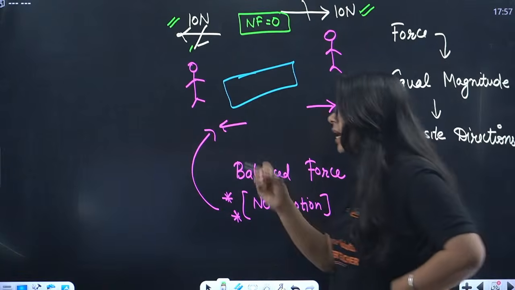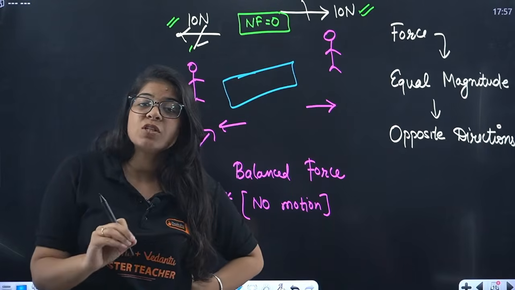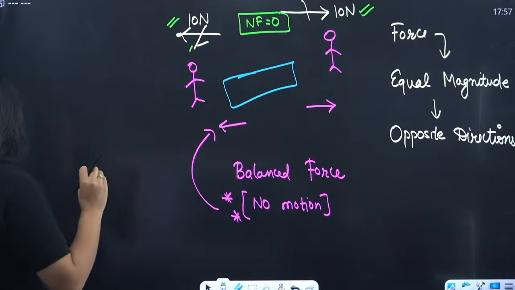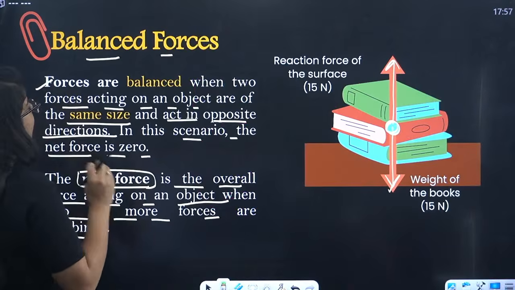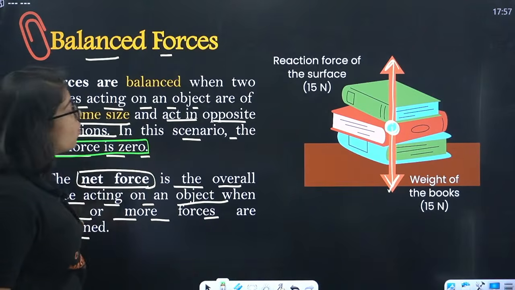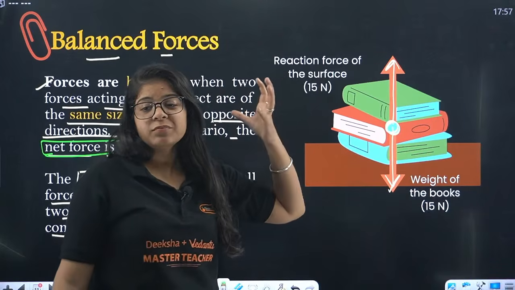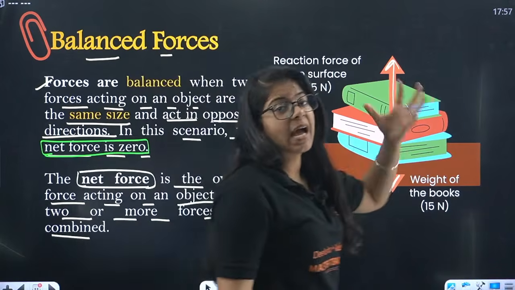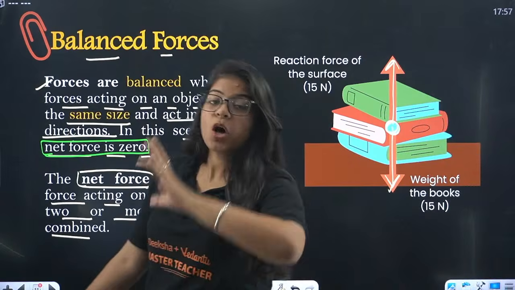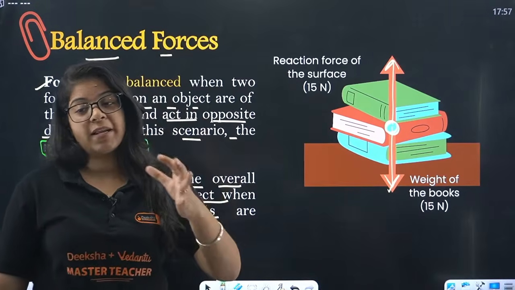So basically, the exact definition of balanced force is what? Any object on which net force is 0 is called a balanced force. Basically all the forces on that object are balanced, having the same magnitude in opposite direction. The net force is 0. That is your balanced force.